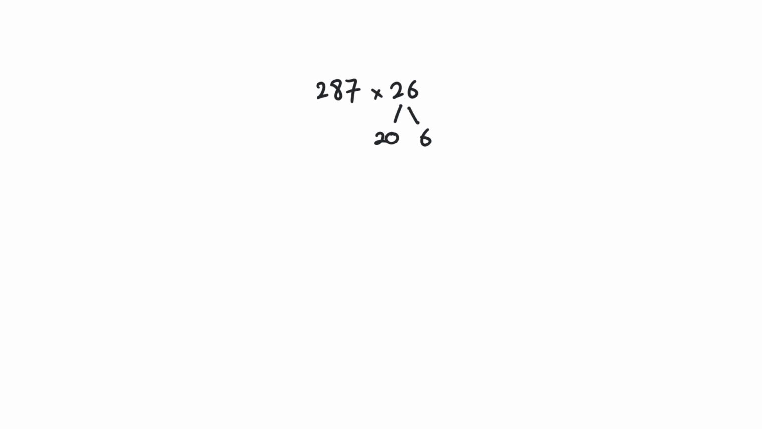The first thing I need to do is 287 times 6 first. So let's do that. Let's think about your 6 times table. I'm going to list it on the side here. 1 times 6, 6. 2 times 6, 12. 3 times 6, 18. 4 times 6, 24. 5 times 6, 30. 6 times 6, 36. 7 times 6, 42. 8 times 6, 48. 9 times 6, 54. And 10 times 6, 60.